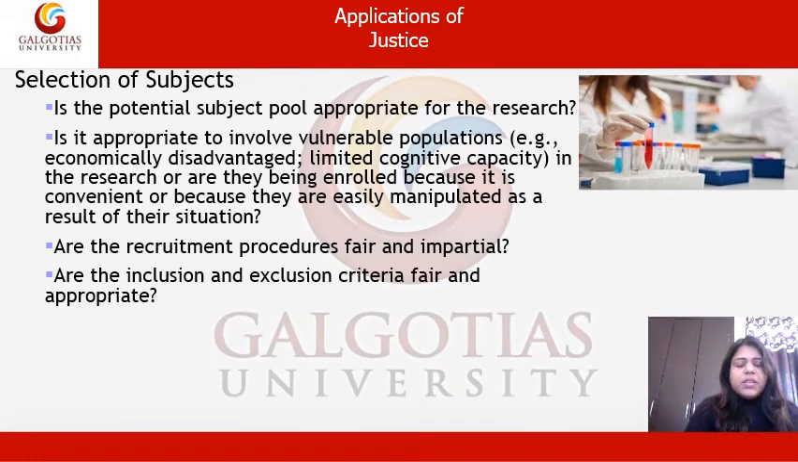Next, application of justice. Selection of subjects. Is the potential subject pool appropriate for the research? Is it appropriate to involve a vulnerable population, for example, the economically disadvantaged or those with limited cognitive capacity, in the research, or are they being enrolled because it is convenient or because they are easily manipulated as a result of their situation? Are the recruitment procedures fair and impartial? Are the inclusion and exclusion criteria fair and appropriate?